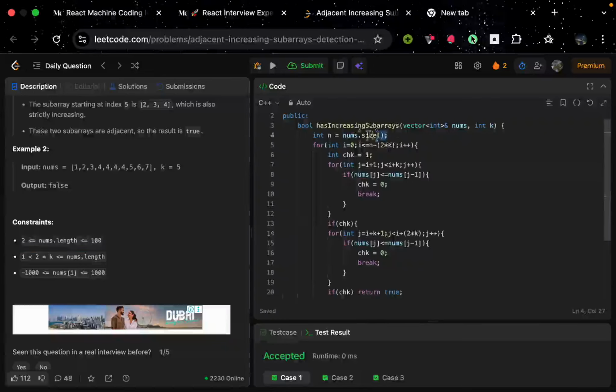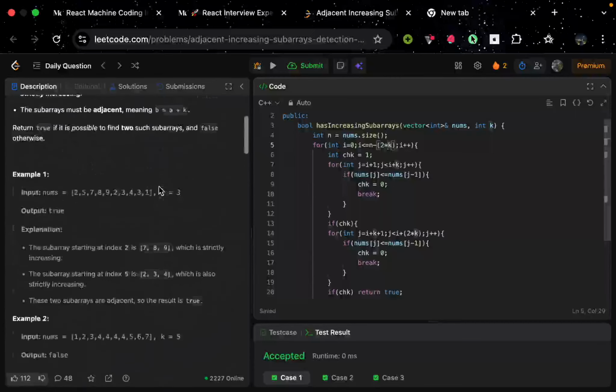I've declared an n variable which holds the length of the array, and I've created a for loop that traverses through the whole array. With this condition, I have realized that i will always be less than or equal to n minus 2 times k if there exists any valid subarray, and it is obvious why. Because we have to find two subarrays of length 3 each, which means 3 times 2, that is 6.